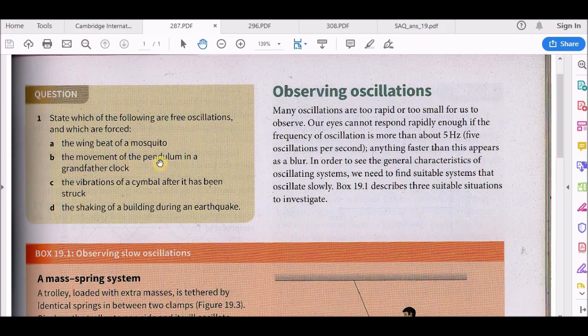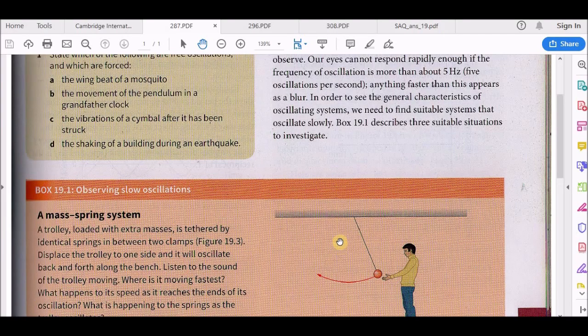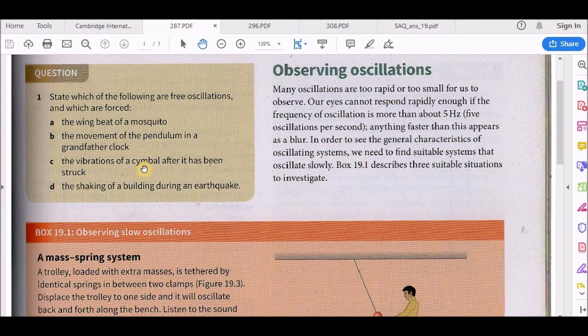Then movement of the pendulum in a grandfather clock. That is a free oscillation. In the grandfather clock, you release the pendulum and it continues to vibrate just like this. So it's a free oscillation. Then the vibrations of a cymbal after it has been struck. You strike it once, then the cymbal vibrates by itself. So again, it is a free oscillation. So here: forced, free, free.